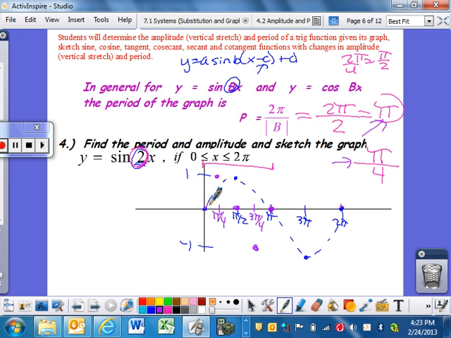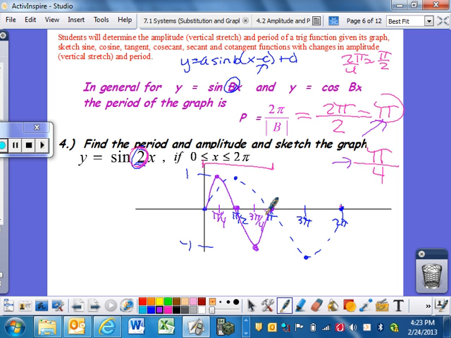So now if I actually graph this thing, I don't know if you guys can decipher the purple from the blue, okay? That's what's happening. Notice, all these coordinate points are literally cut in half. And that's the idea, okay?